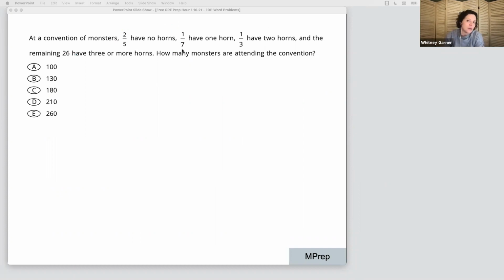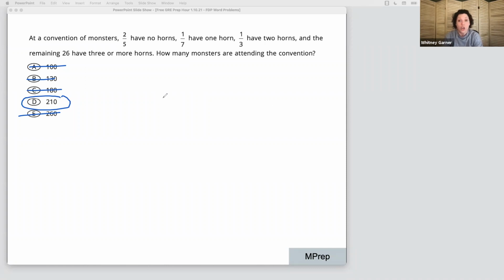But if I need to take 1/7 of something, well, 100 is not divisible by 7, not as a whole integer, and 130 isn't. 140 would be, but it's not there. And 180 is not, but 210 is, and 260, well, I'm done now. That's the only answer that I can take 1/7 of. It's the only one. Nice, Sydney. Excellent.